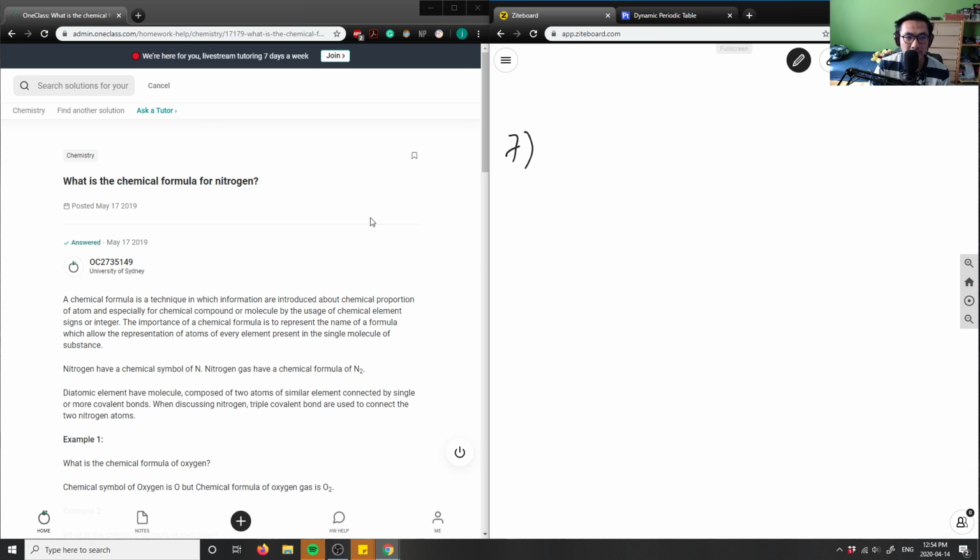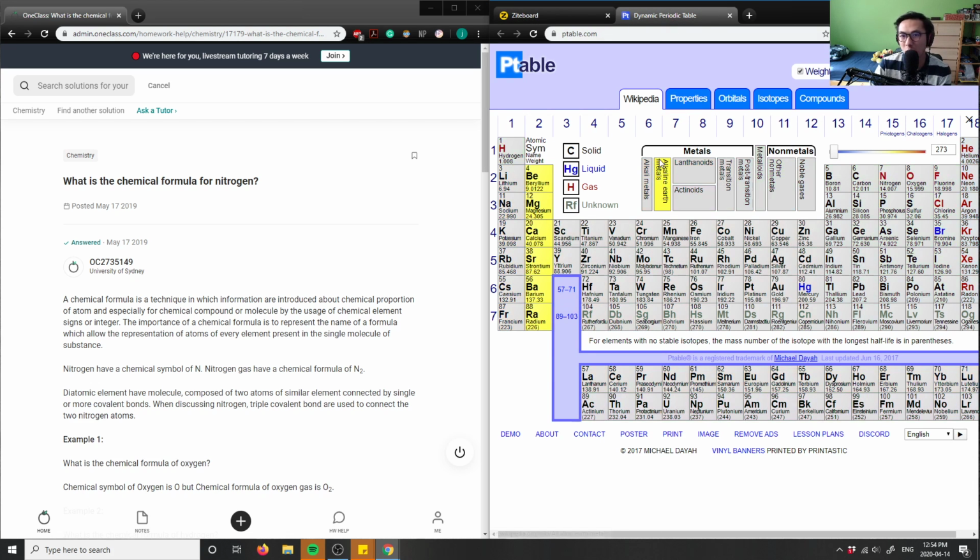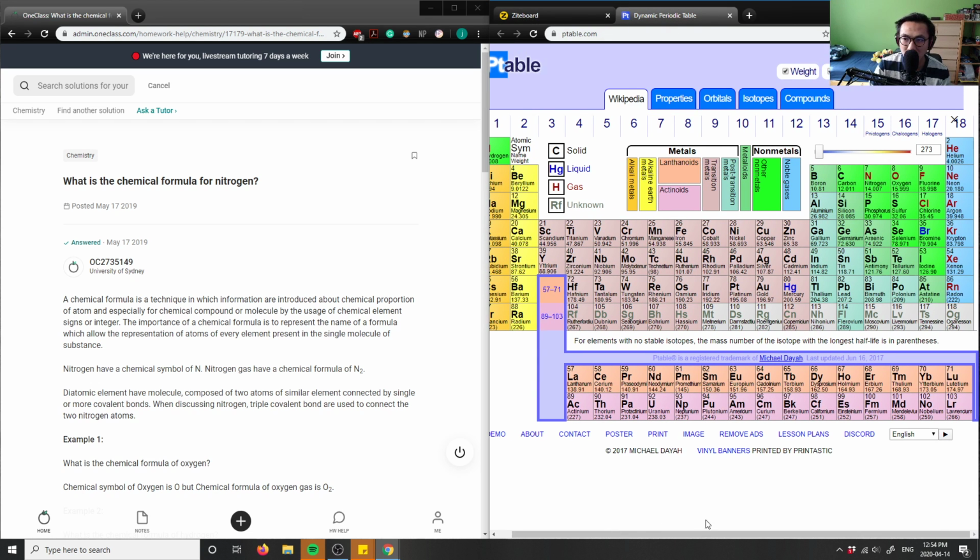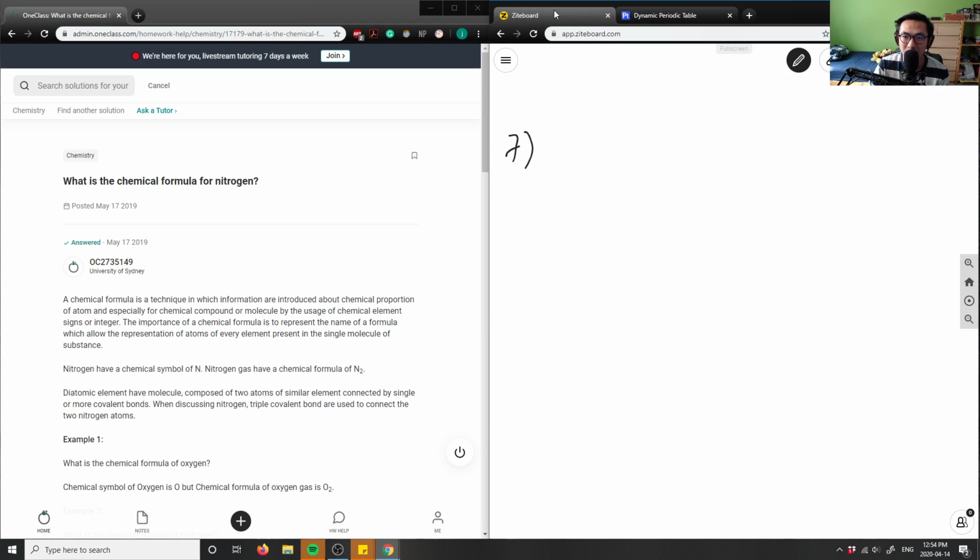So it says here, what is the chemical formula for nitrogen? Again, very, very easy. You can go into your periodic table and find out where nitrogen is. And if you know nitrogen is a gas, it's probably on the right side of the periodic table. And as you can see, nitrogen exists here, right? It has atomic number 7, atomic mass 14.007, and it's denoted by the element symbol N, right? So in this case, the chemical formula for nitrogen is N. Done. It's very, very easy, right?